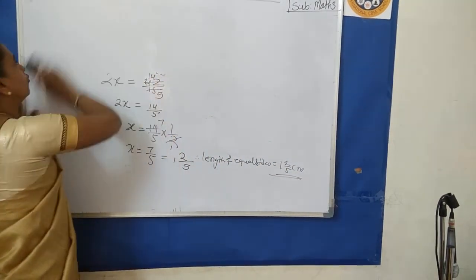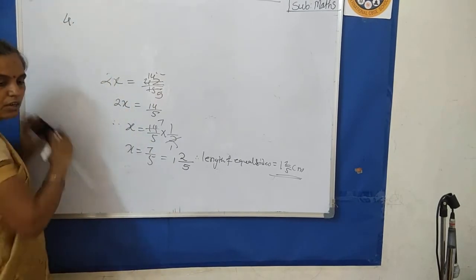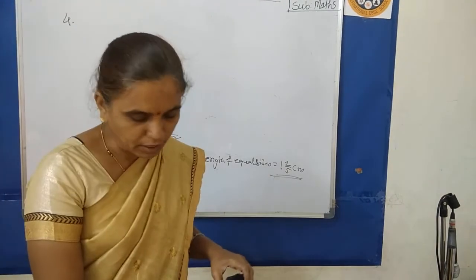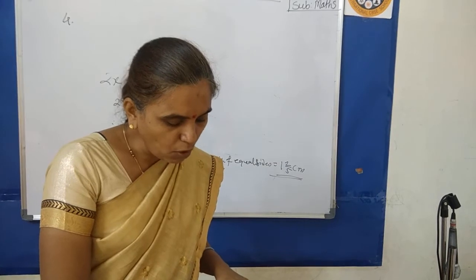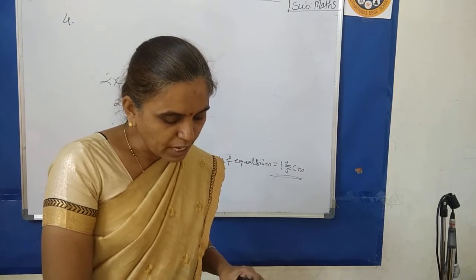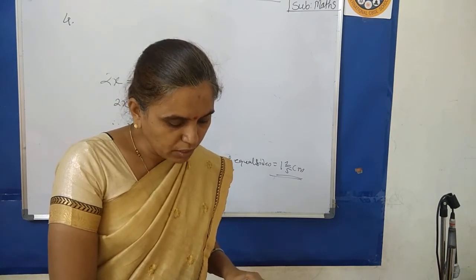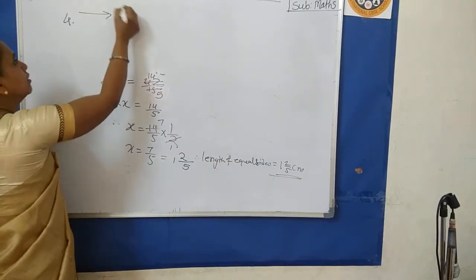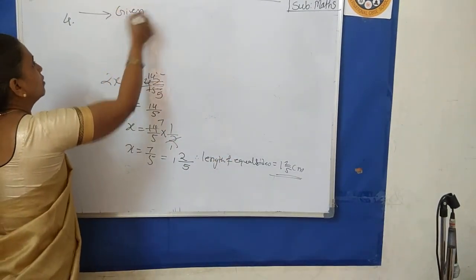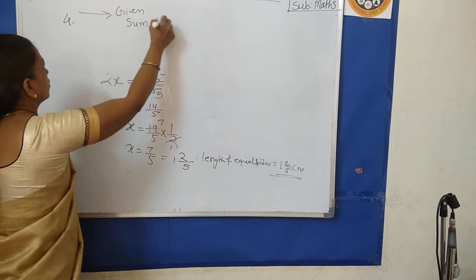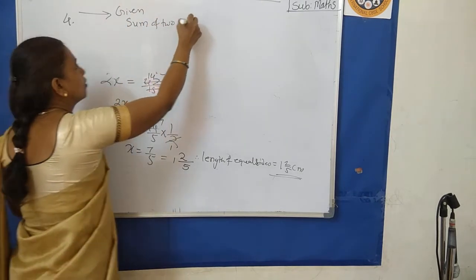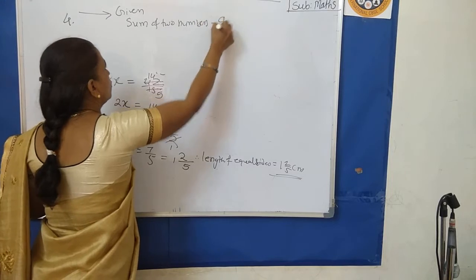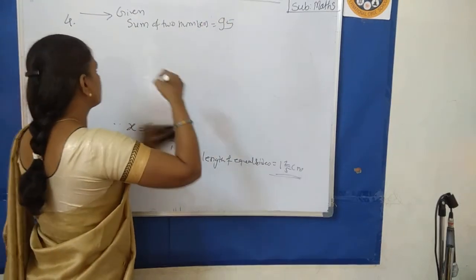Now let us see the fourth one. Fourth example. What is given here? The sum of the two numbers is 95, and one exceeds the other by 15. So first we write down the given. Sum of the two numbers is equal to 95.